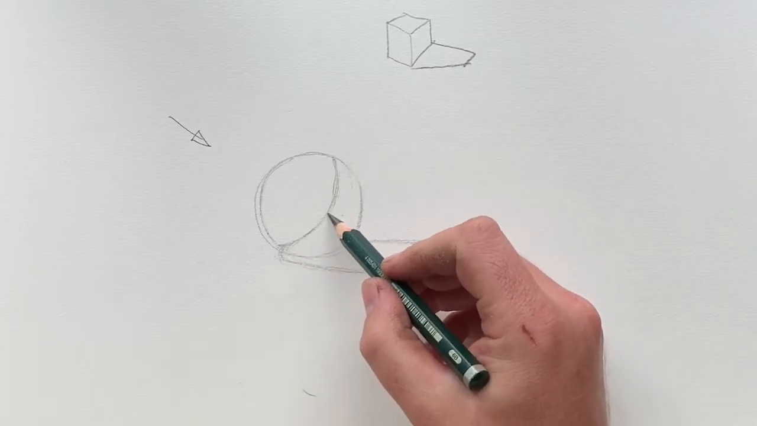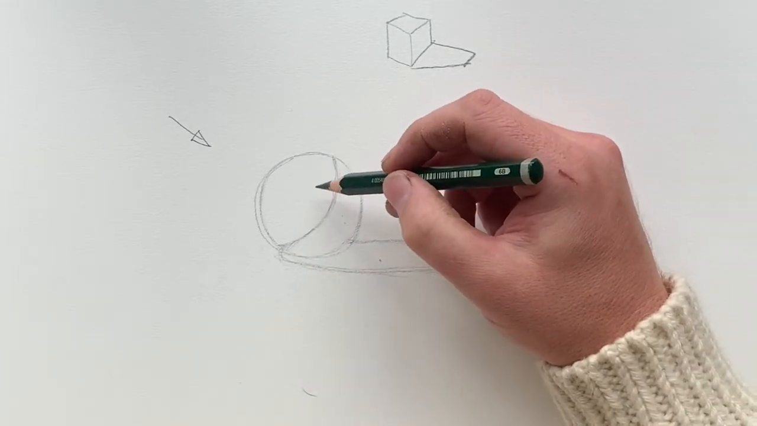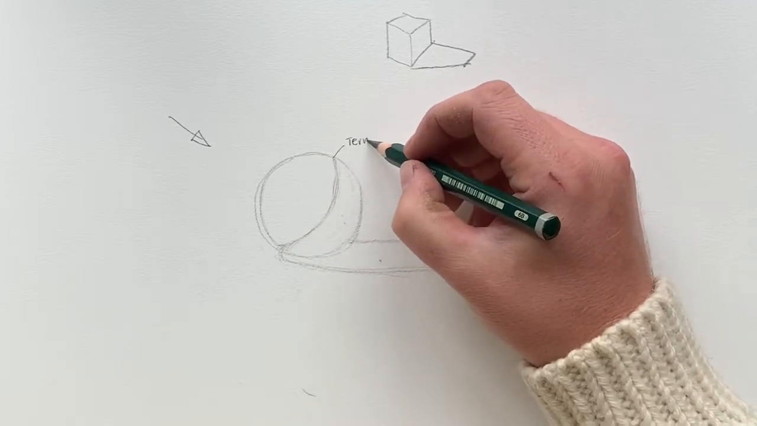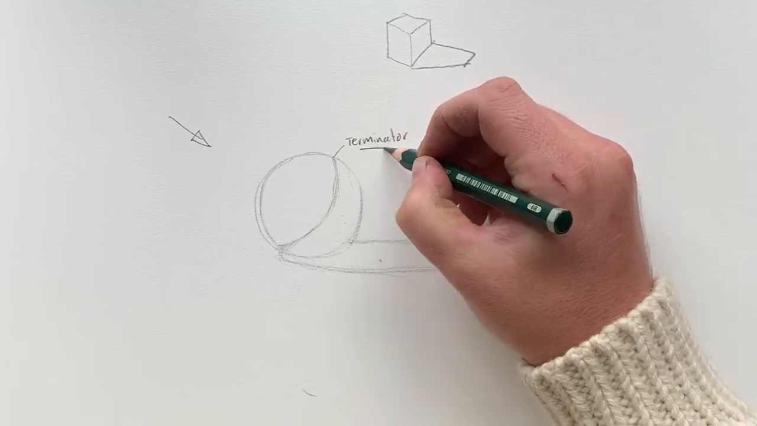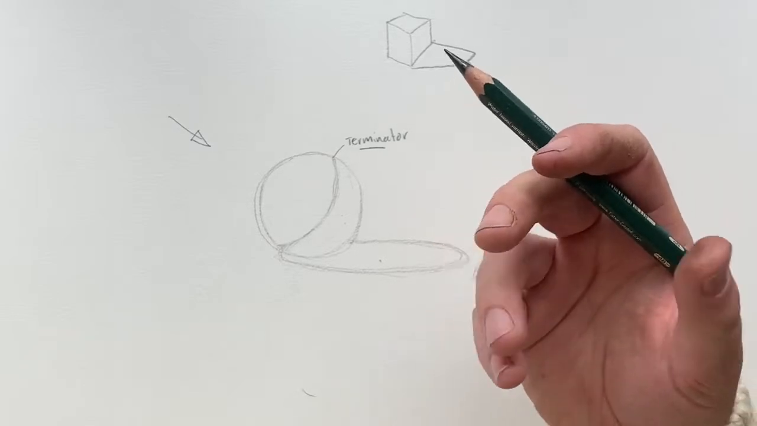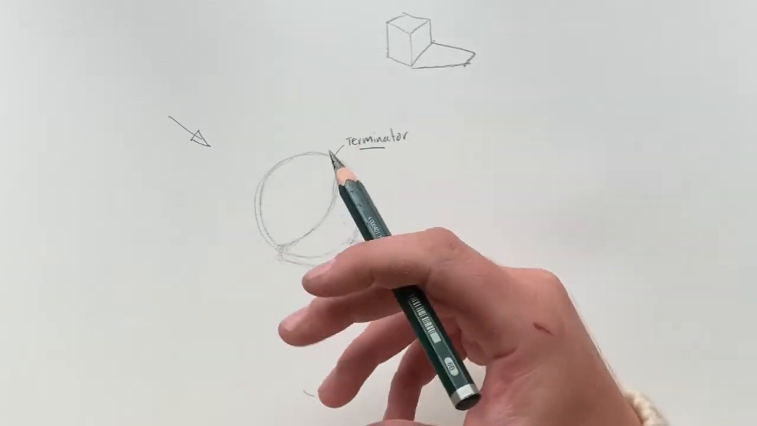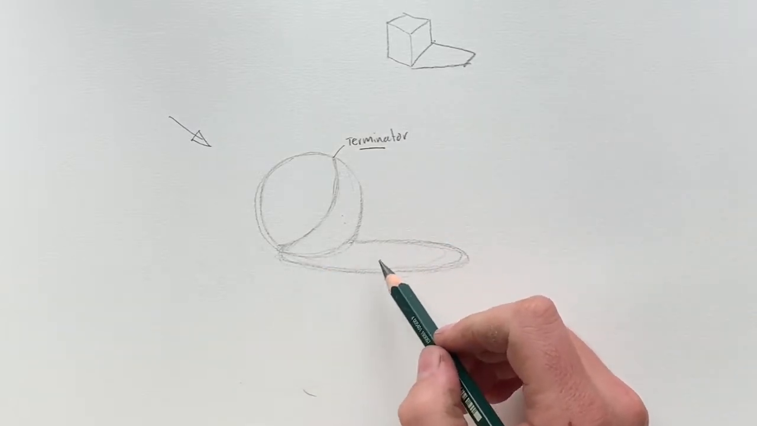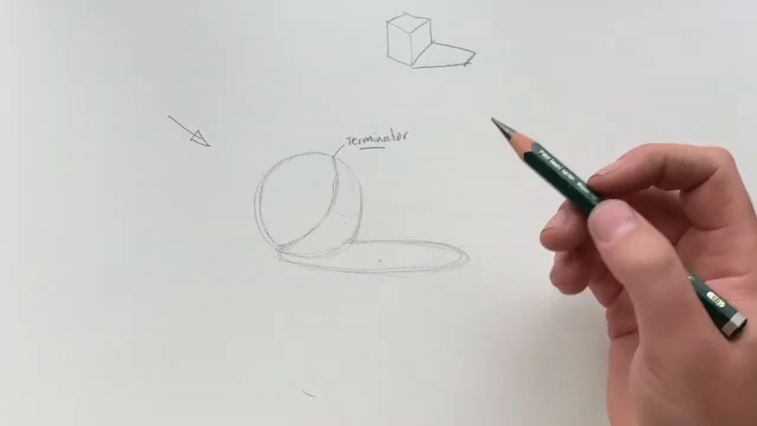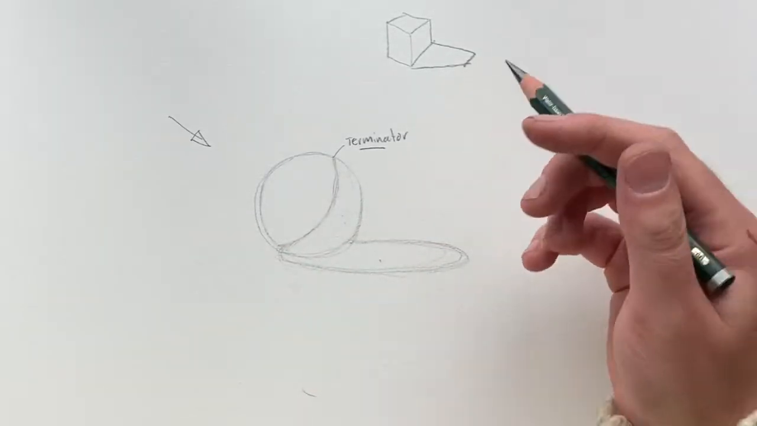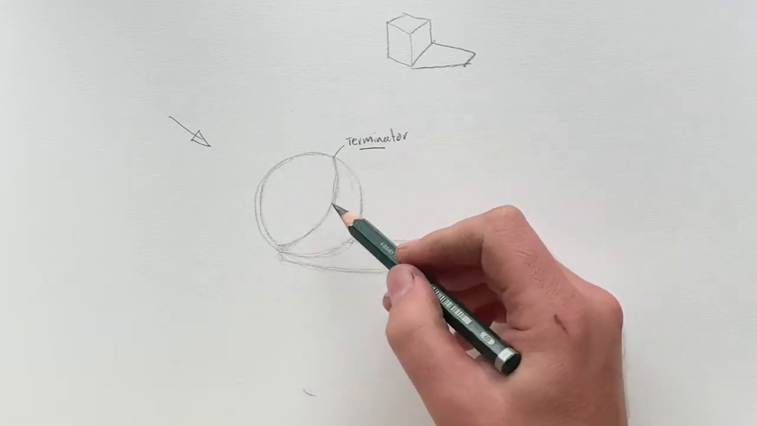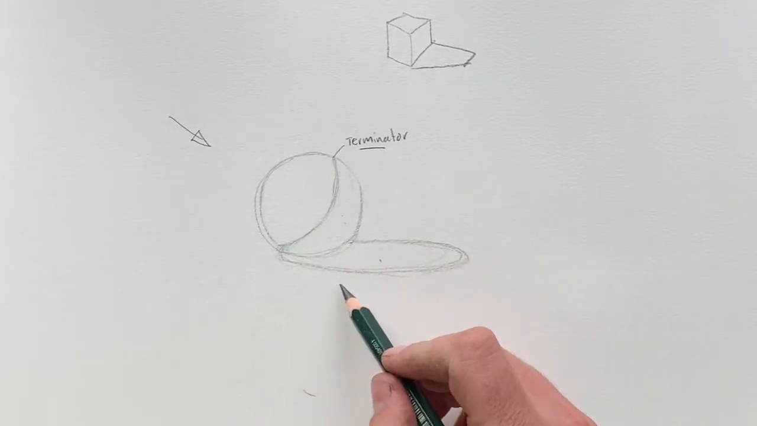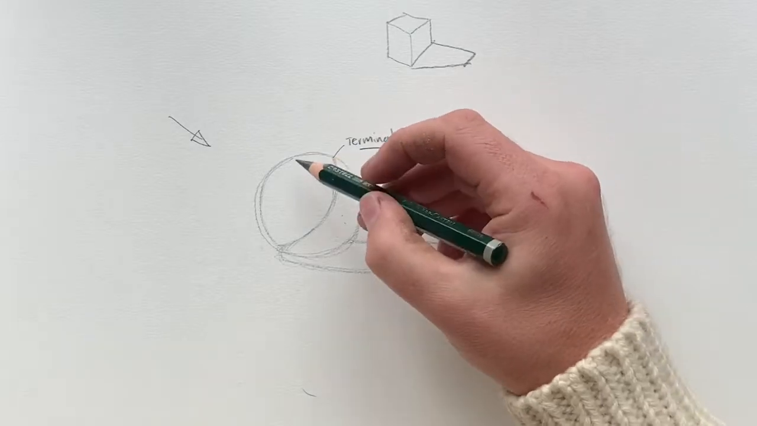This line on the object itself that defines where the light and the dark meet has a name, and we call that the terminator. That's where the light terminates and becomes dark, or the other way, where the dark terminates and becomes light. Now each of these three parts, we can think about dividing into three more parts. The light has three parts, the shadow or dark of the object has three parts, and the cast shadow has three parts as well.